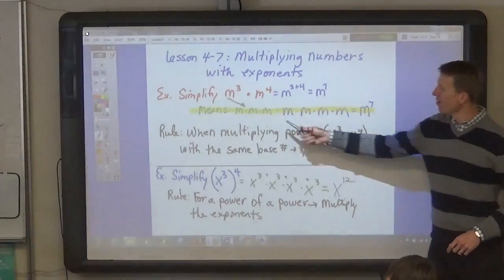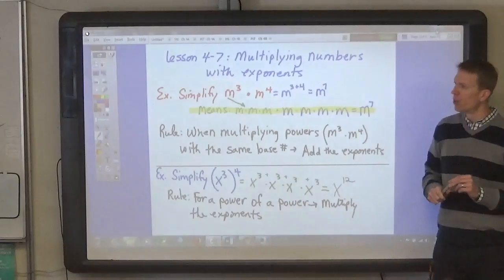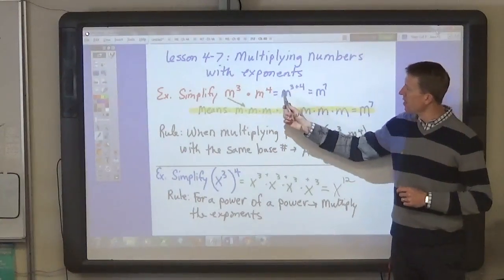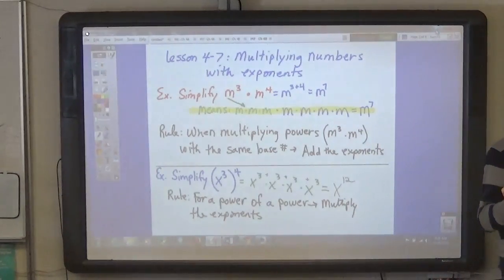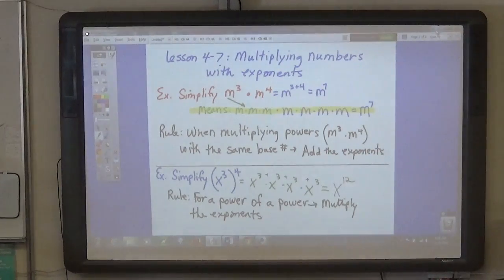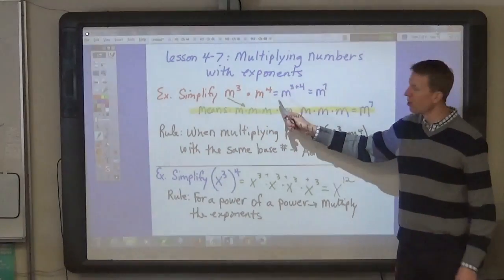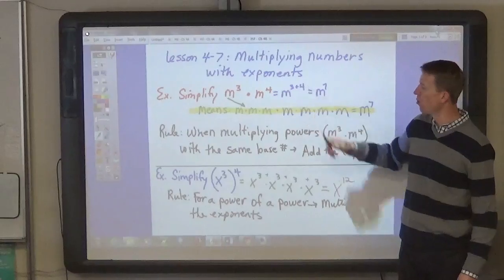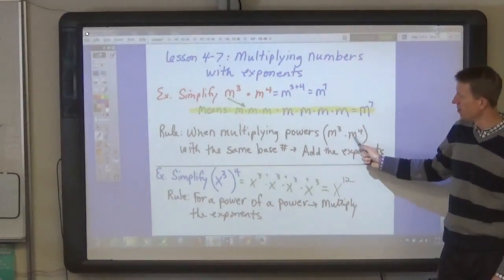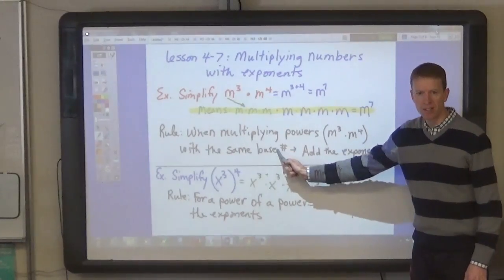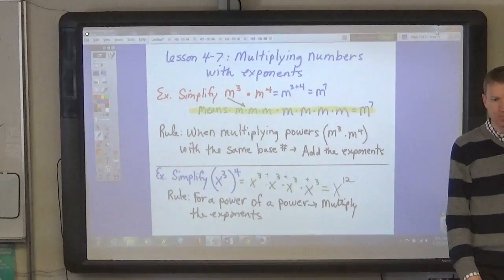Now, rather than writing all of these out and then combining them, the rule is that you can just add the exponents whenever you're multiplying numbers with the same base. So m to the third times m to the fourth is literally m to the 3 plus 4, or m to the 7th. When multiplying powers with the same base, add the exponents. Okay?